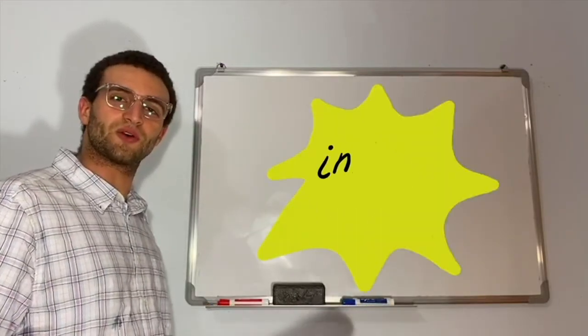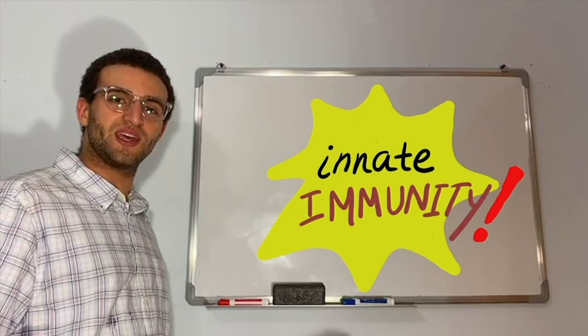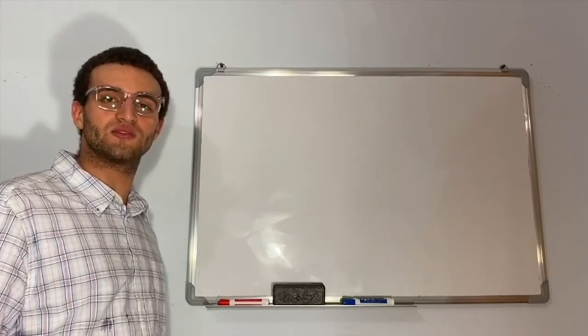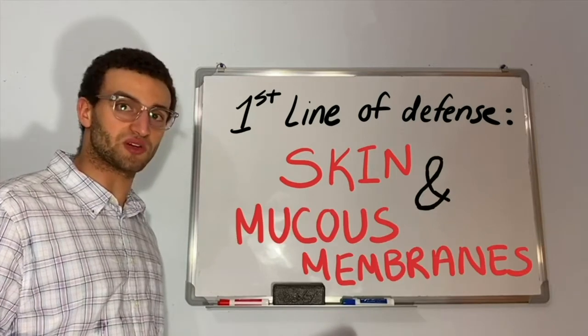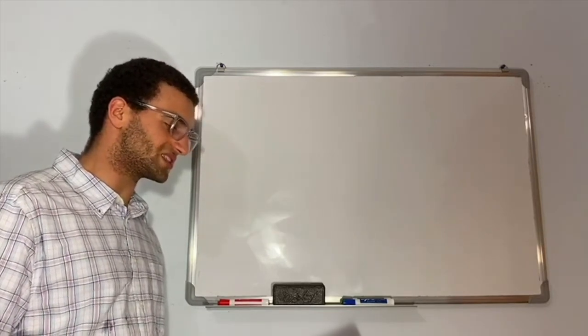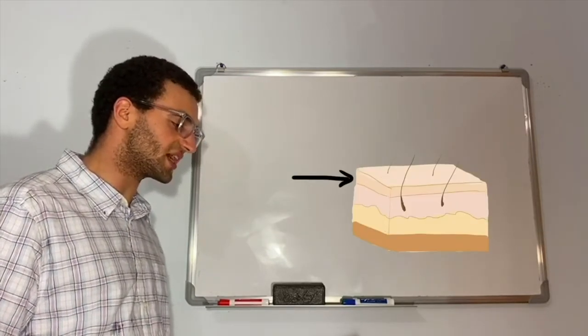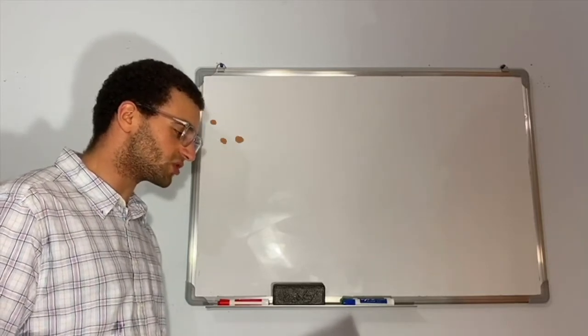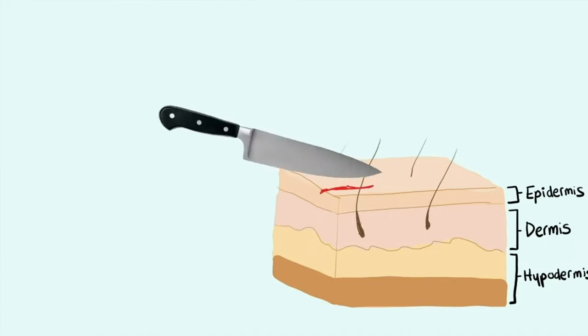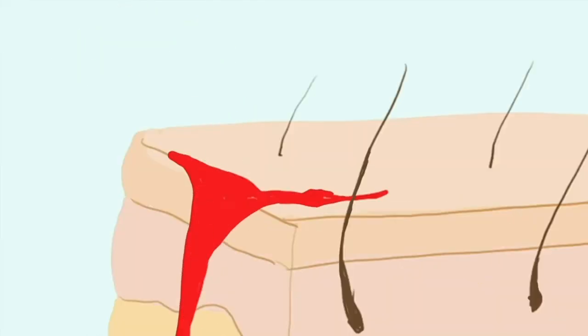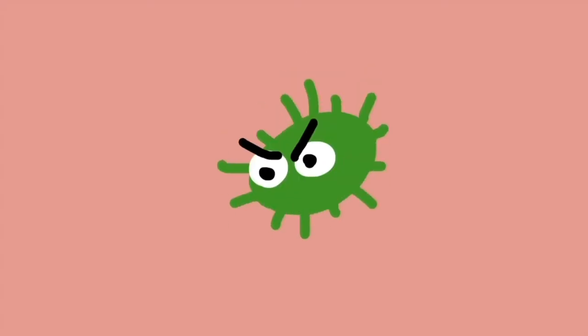Today we're going to talk about innate or nonspecific immunity. Innate immunity includes two lines of defense. The first line of defense against pathogens is the skin and mucous membranes. The outer layer of the skin, known as the epidermis, is a physical barrier to the entrance of microbes. Shedding of epidermal cells removes microbes from the skin surface. If the skin surface is broken by cuts, burns, or punctures, pathogens can penetrate the epidermis and invade the body.